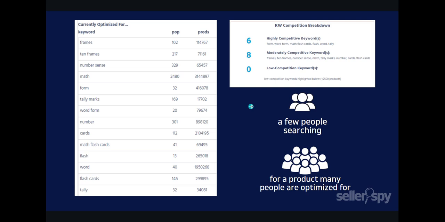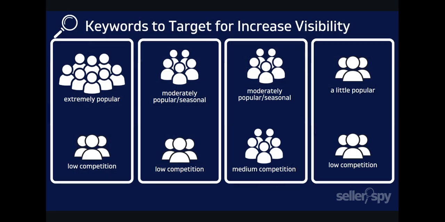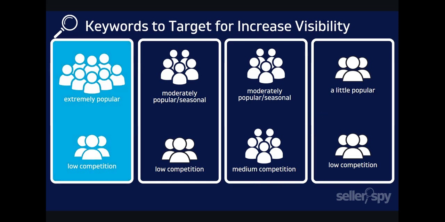So really what we wanted to do is make sure that she was optimized for keywords that a few or many people were searching for, but not as many people were optimized for. And that's what we consider low competition. So these are the buckets of keywords, the descriptions or definitions of keywords that you want to look for. You want to look for either extremely popular and low competition, which I like to call the unicorn keywords. So where you have a lot of people searching for this, but not a ton of competition, not a lot of products optimized for that keyword or showing up in the search results for that keyword.